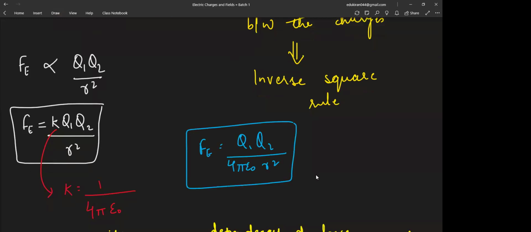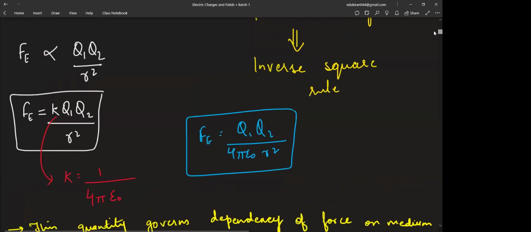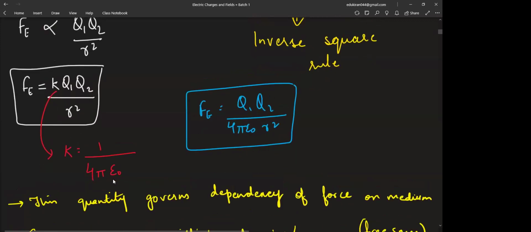This is your entire Coulomb's law. So you can use K also, or you can use this form also. Now, what is this epsilon naught? Basically, epsilon naught governs the dependency of the force on a medium.